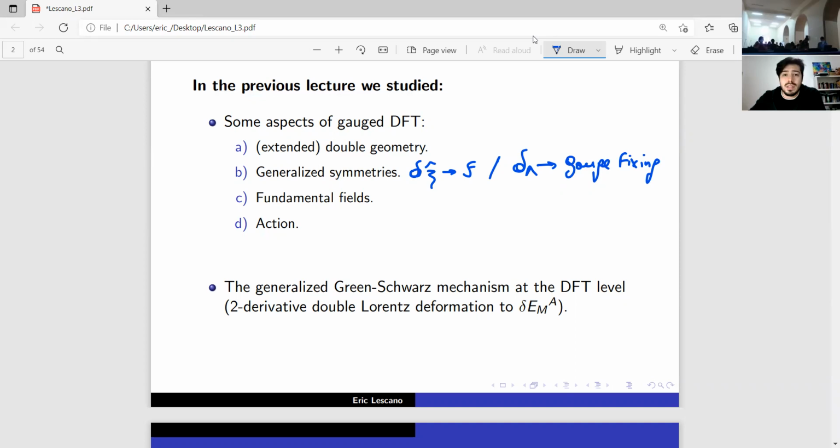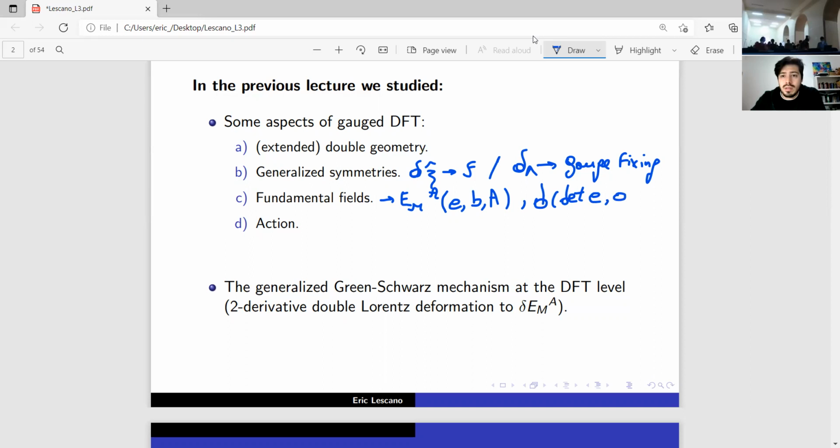Our fundamental fields were a generalized frame. This object is a generalization of a fielbein. It's a kind of double fielbein in gauge double field theory. This object depends on the ordinary fielbein, a B field, and a non-abelian gauge field. We parameterize this object, and it contains all these fields. And we also have a generalized dilaton over here. In some sense, this object depends on the determinant of the fielbein and on the usual dilaton.